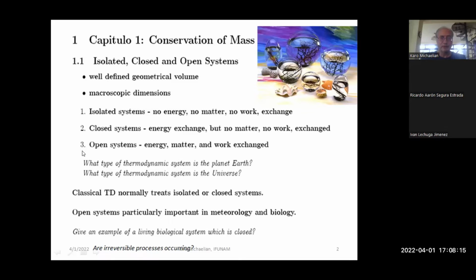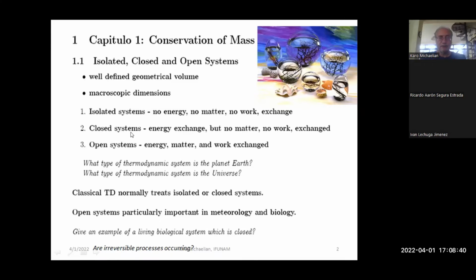And we can talk about three different types of systems: isolated systems, in which there is no energy, no matter, or no work exchanged between the system and its environment. That is an isolated system. These systems, of course, don't exist in nature. They're only an idealization of what you could think of in nature.